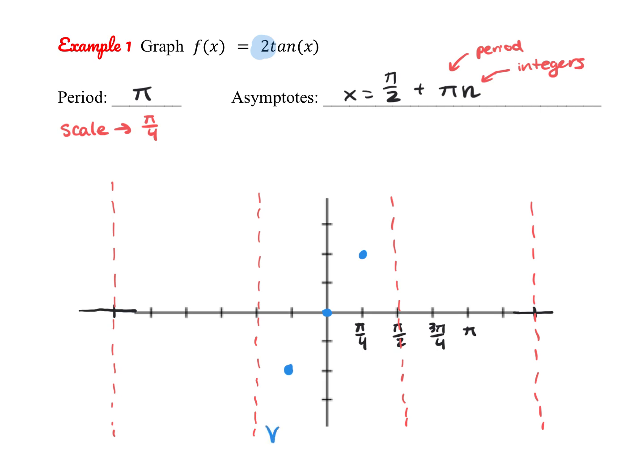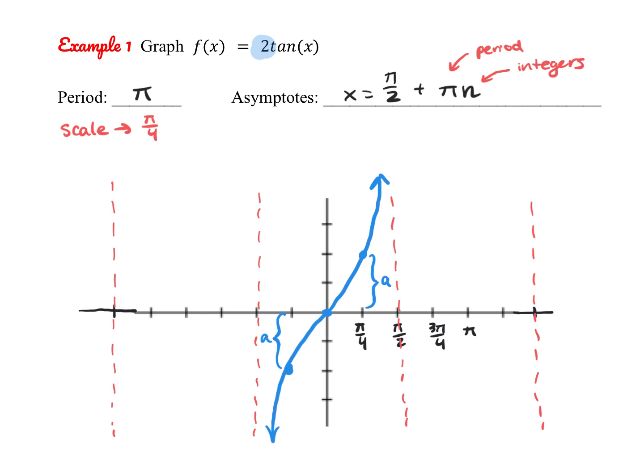And then I'm going to simply sketch in my curved graph that will follow along the asymptotes. So remember, this vertical distance is A, and so is this vertical distance. So that's how a vertical stretch or shrink will affect our graph.